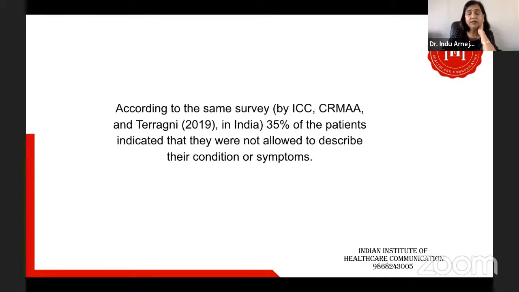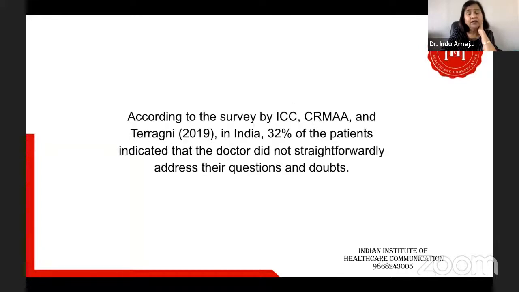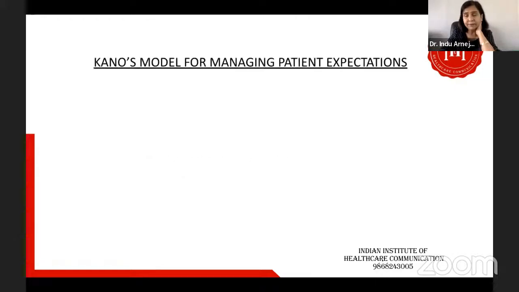According to the same survey, 35% of the patients indicated that they were not allowed to describe their conditions or symptoms. 32% of the patients indicated that the doctor did not straightforwardly address their questions and doubts. So that clearly shows that we really need to work on our communication skills, where we need to address their concerns, and we need to learn to say, even if we have to say no, or poor prognosis, or deterioration, or whatever the condition is, in a manner that goes clearly to the family, not in an insensitive manner, but in a straightforward manner. So I want to introduce you to a model called Kano's model.